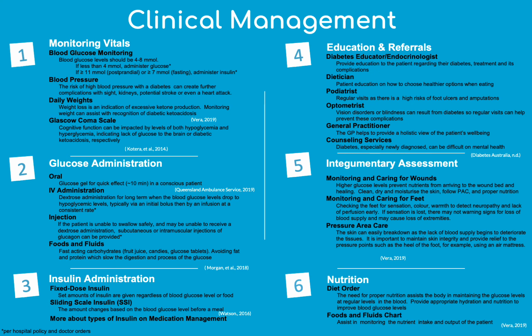amputations. The optometrist: as the glucose levels put pressure on the blood vessels, vision disorders and blindness can occur, so regular visits to help identify these issues early can help prevent complications. Then there's the GP. The general practitioner helps to provide a holistic view of the patient's well-being and not just a view of the diabetic concerns, and ensures that all other complications with the diabetes are being managed together appropriately.